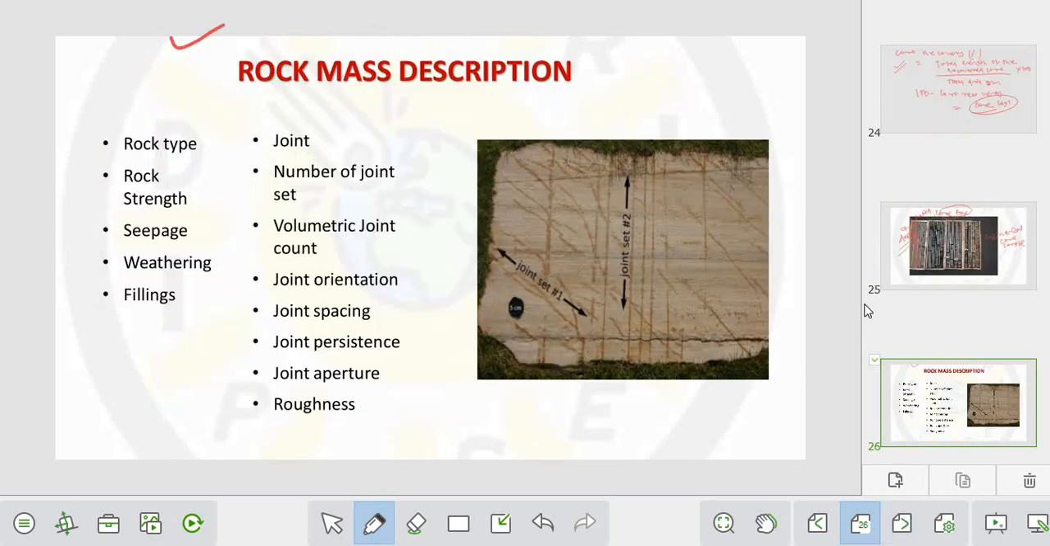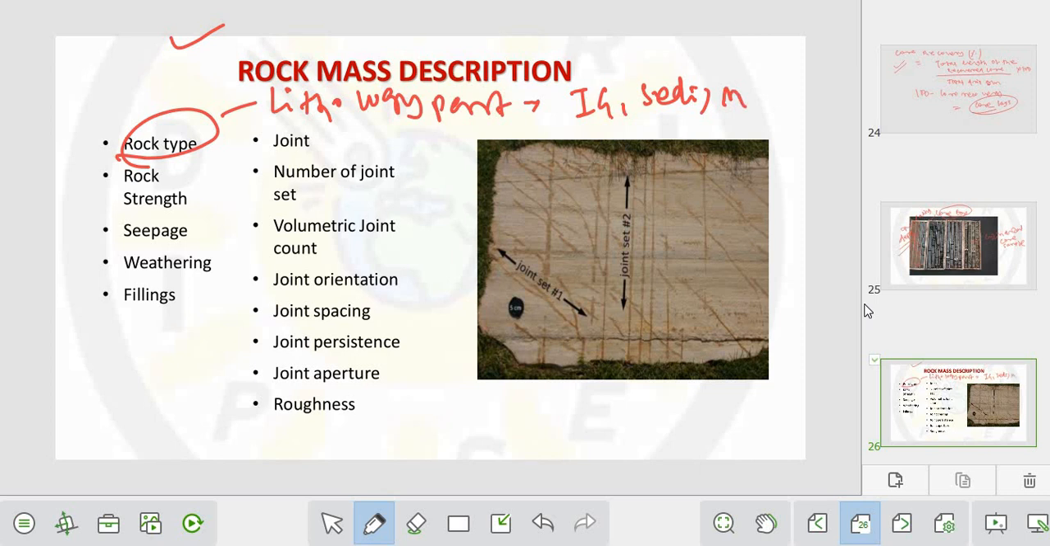सो रॉक मास डिस्क्रिप्शन, क्या क्या डिस्क्राइब करना पड़ता है, द रॉक टाइप, ठीक है. सो दैट इज द लिथोलॉजी पार्ट, whether the rock is igneous in nature, whether the rock is sedimentary in nature, whether the rock is metamorphic in nature, है ना? So this is the rock type. Rock strength we normally measure. So UCS, unconfined compressive strength test, tensile strength, right? All those type of strength we normally describe.